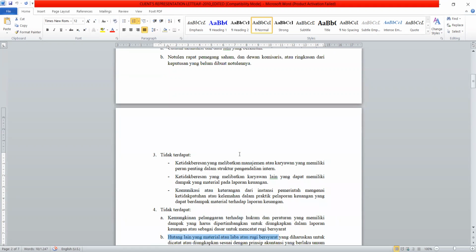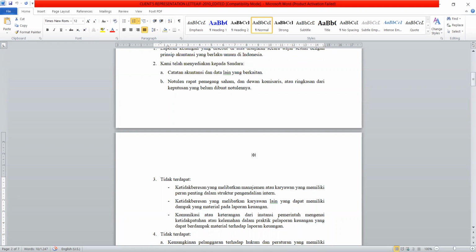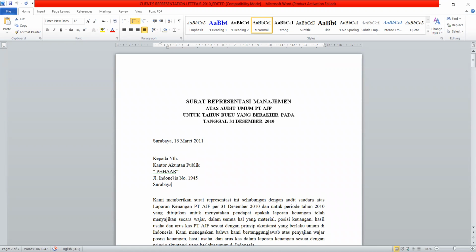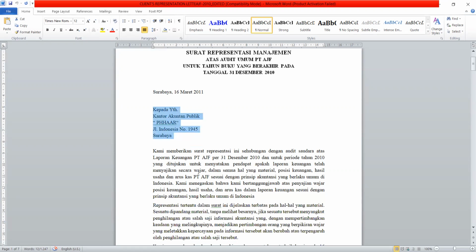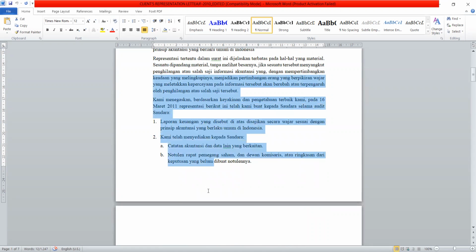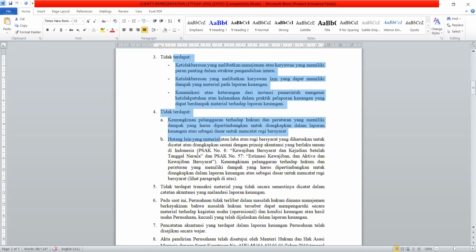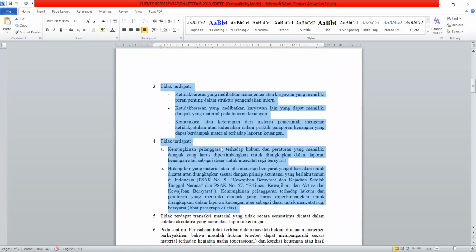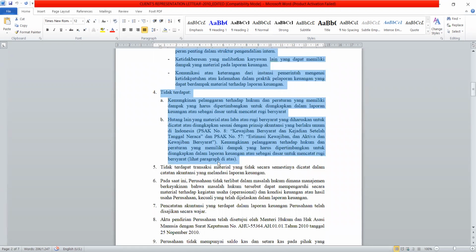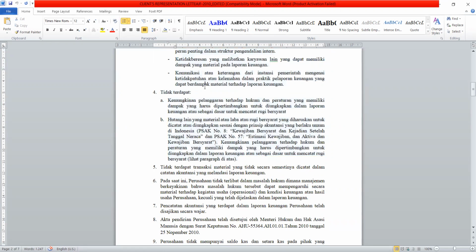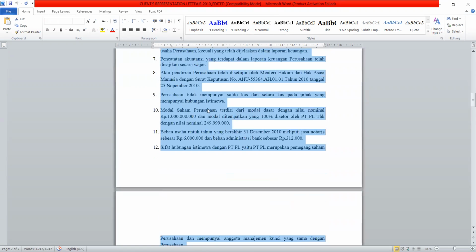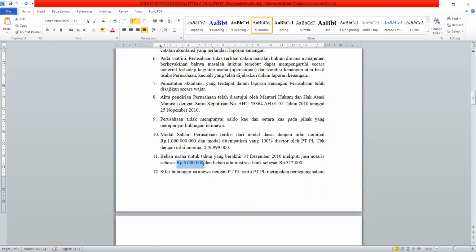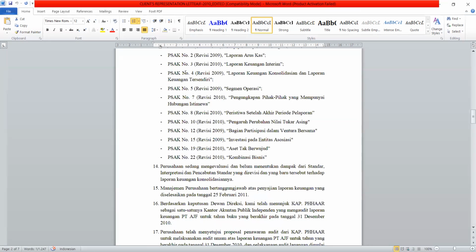So this is the representation from the management, in the form of a letter to the CPA firms. It means all of this statement comes from the client. All of this is the management's responsibility, not the auditors'. Yeah, this is the point. All of the matters and all of the amounts stated in here are the management's responsibility, not the auditors'.